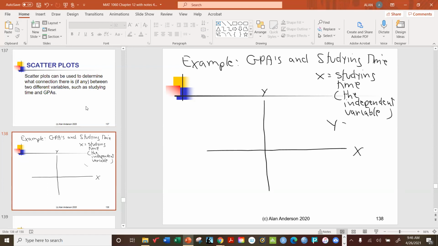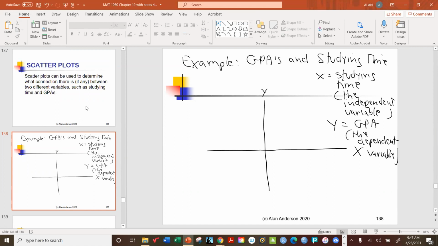And Y is GPA, which we call the dependent variable. And the reason why we say that is because it should be clear that GPA depends on our studying time, not the other way around.